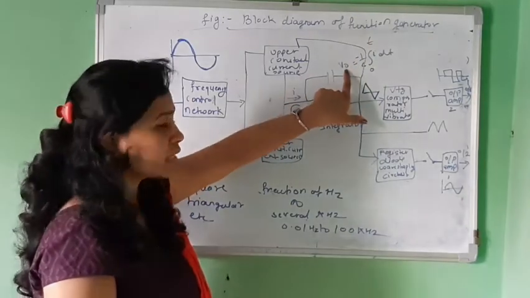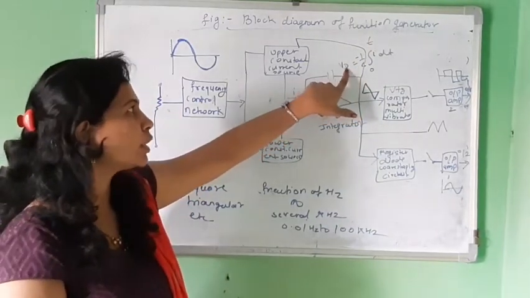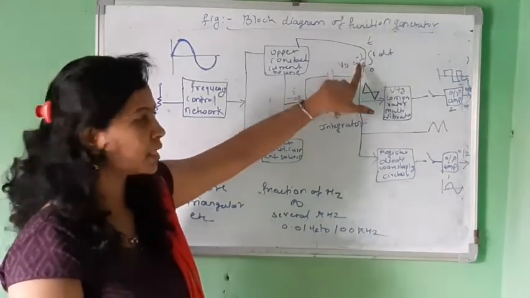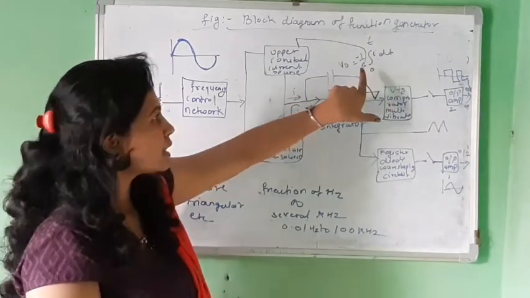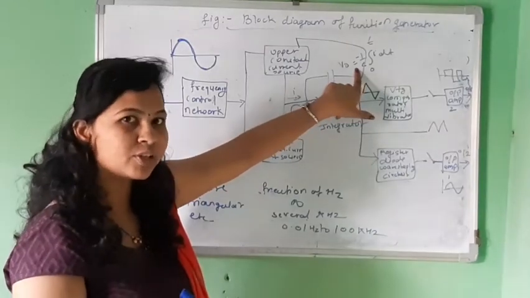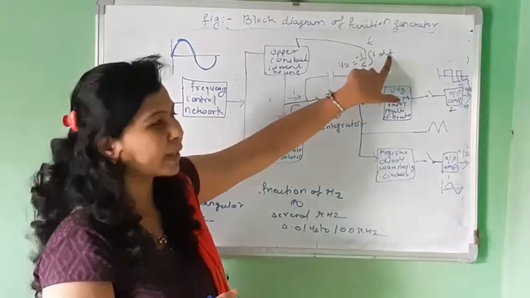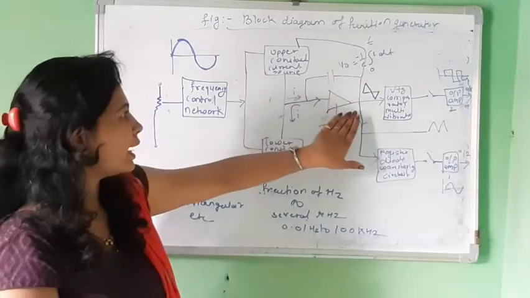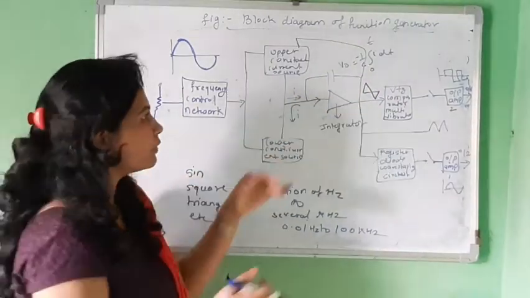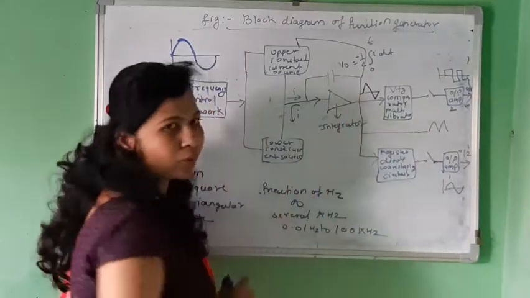V0 is the output voltage. Output voltage equals minus 1 by C integration from 0 to t of I dt. I is your current, C is your capacitor which is charging and discharging with respect to time. So this will be the output voltage at the integrator, and it will form the triangular waveform.